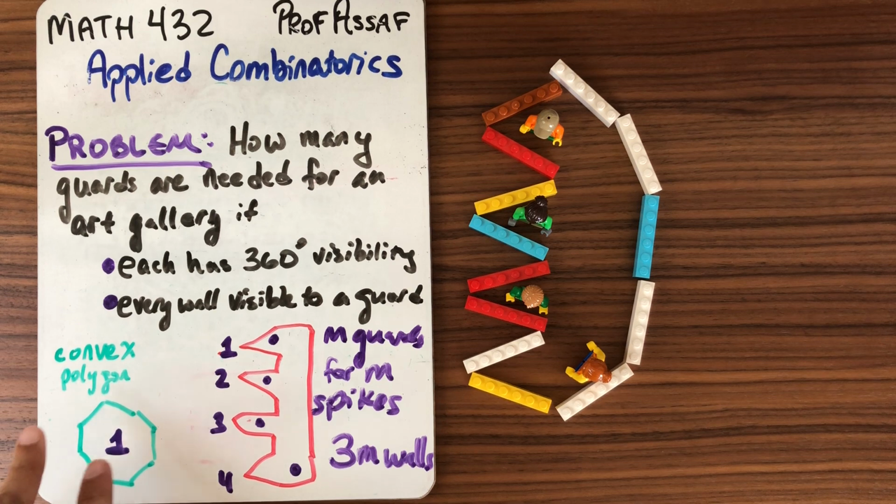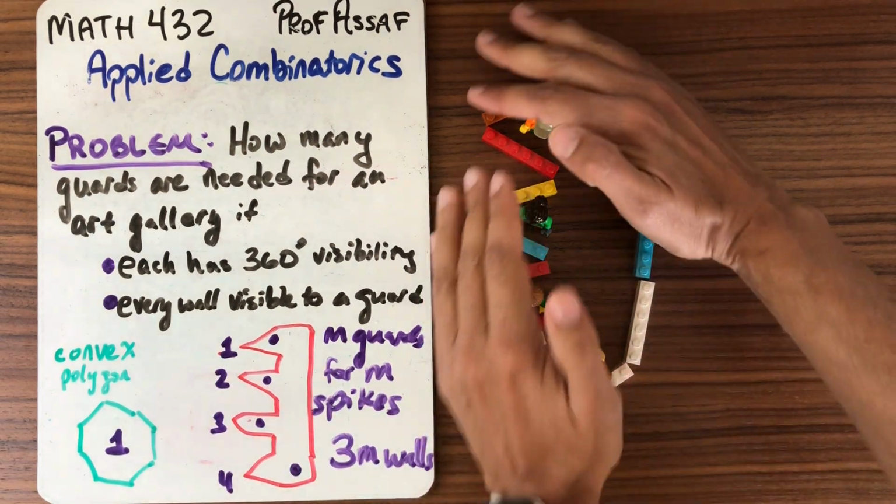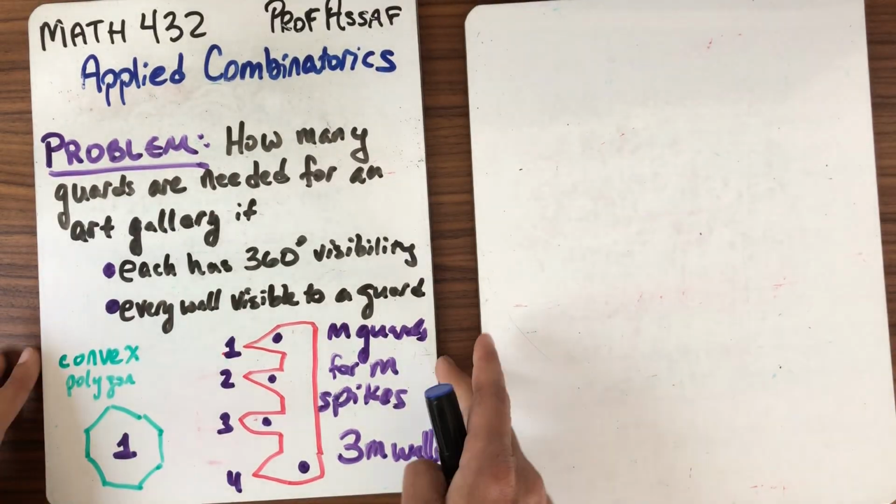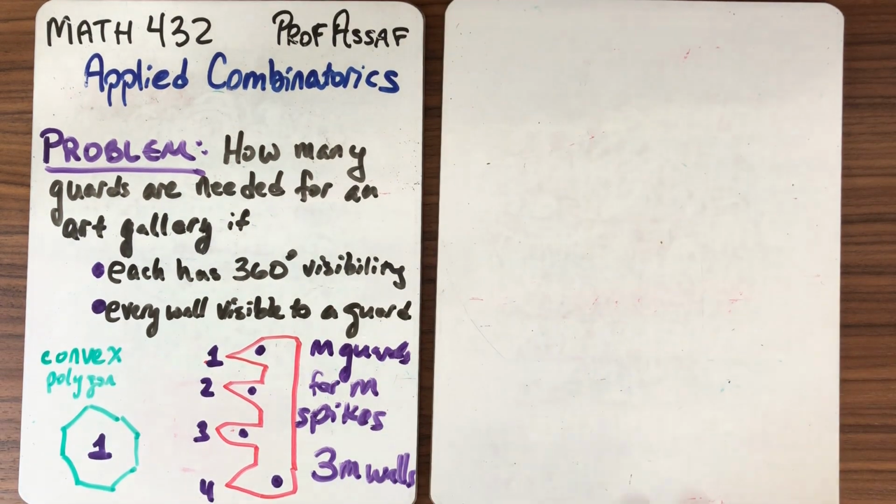So we know that we can sometimes do it with fewer, right? No matter how many edges you put on this convex polygon, we only need one guard. But in the worst case, is this really the worst case? And that's what the art gallery theorem is trying to get at. So the theorem says that yes, this is the worst case and this is enough.